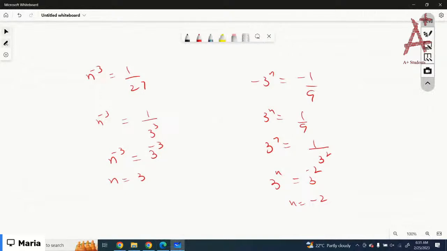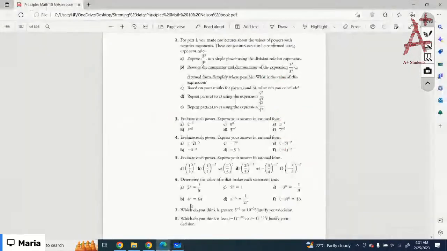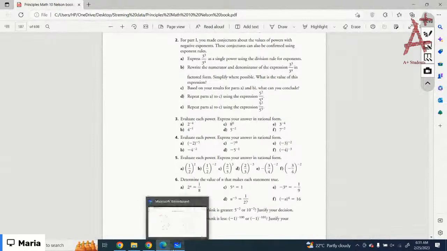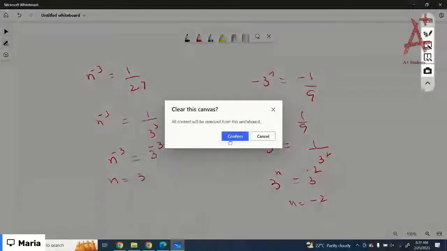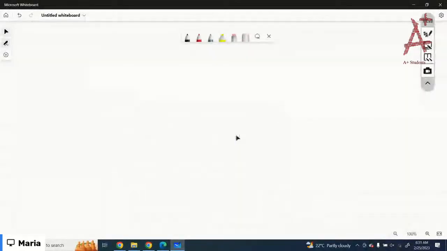Okay, let's just move on to next question. What do you think is greater, 5 exponent -2 or 10 exponent negative 2? Justify your answer. 5 exponent negative 2 and 10 exponent negative 2. We need to see which is greater. Got it?